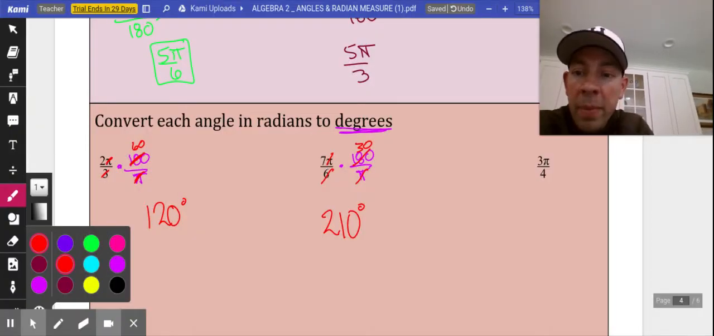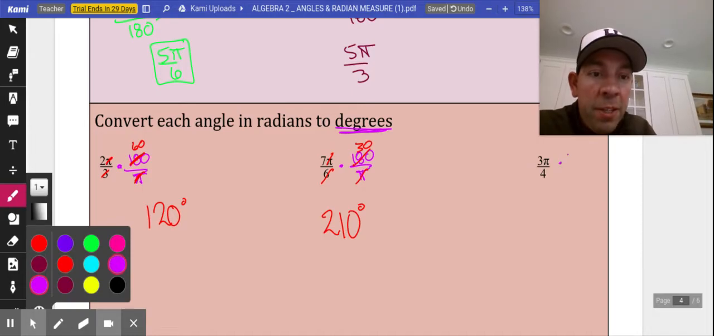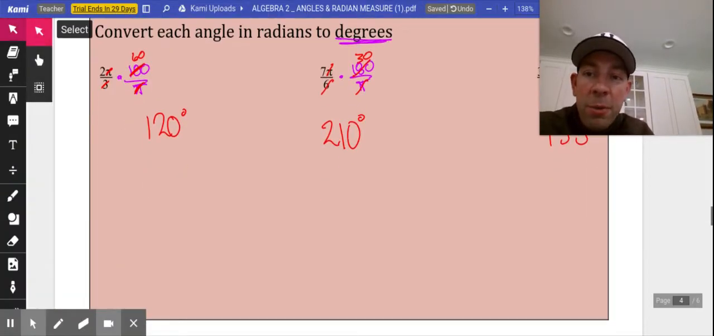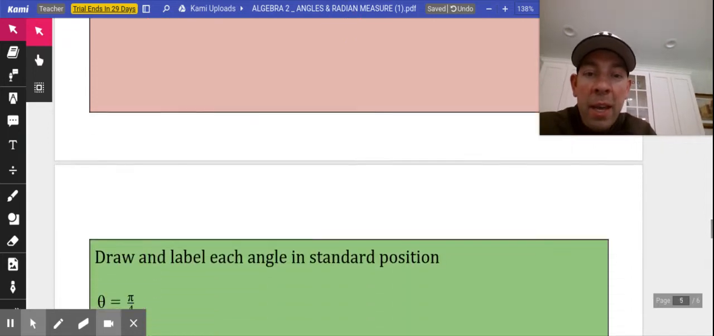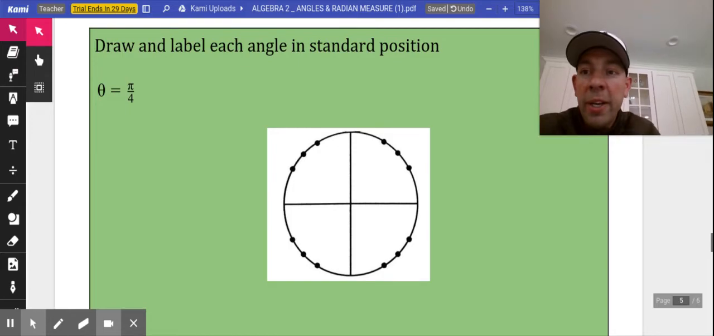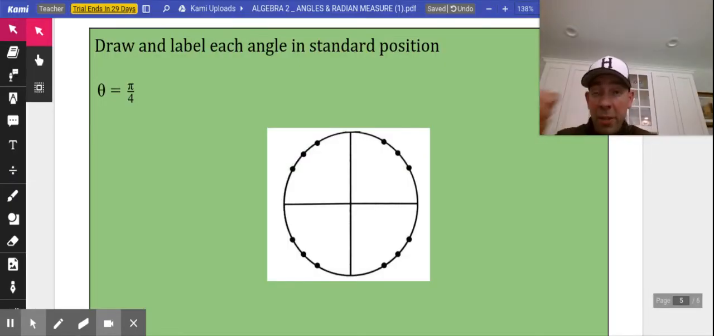Bada bing, bada boom. Now, not every radian angle is going to be in terms of pi, but lucky for us, all of these are in terms of pi, which means these pi's are going to cancel out. Let's see, 4 goes into 180 45 times, and 3 times 45 makes 135. Again, I'm trying to go fast through the computation part, and your calculator can totally take care of those for you if you don't want to do them in your head, of course.